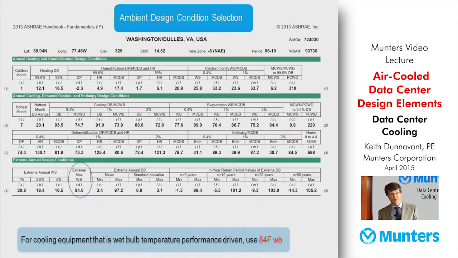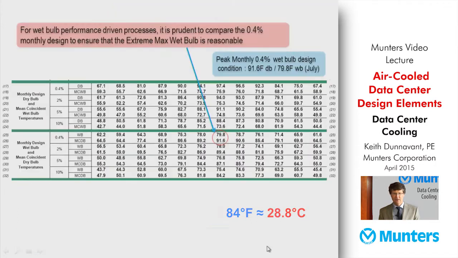If you're designing equipment that's wet bulb driven, such as evaporative cooling or cooling towers, things of that nature, then you're going to want to focus more on the maximum wet bulb temperature. In this case, it's 84. If you are designing wet bulb driven processes, then you also want to take a peek at what ASHRAE presents to you in the way of monthly design data.